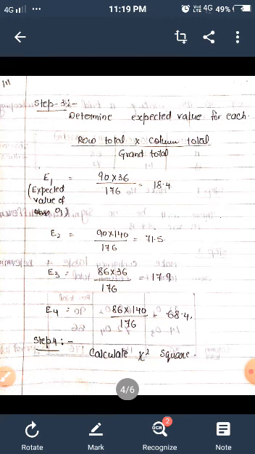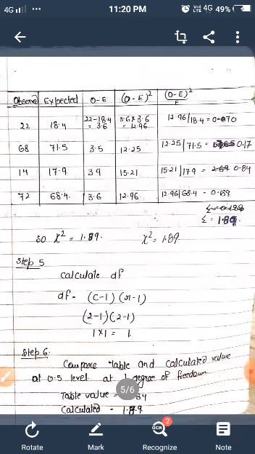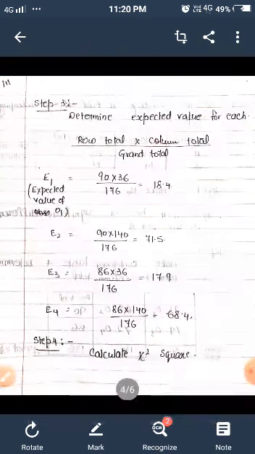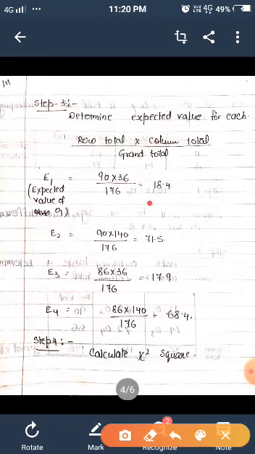So we are calculating the expected value for each observed value in the same way, like we calculated E1 and E2, the same way we will calculate E3 and E4. After that, we will calculate the chi-square. How do we calculate it? We will make a table like this. The first observed value is 22, and the expected value for it we already calculated, that is 18.4.